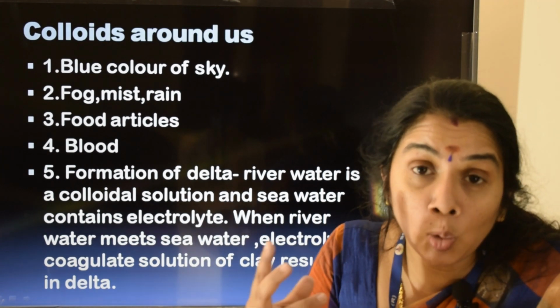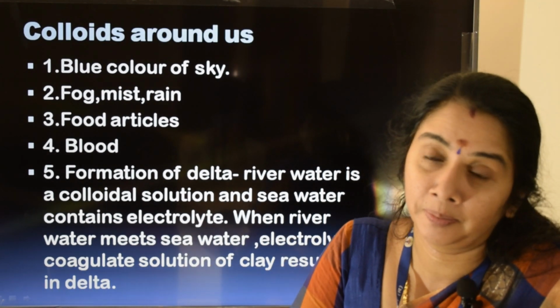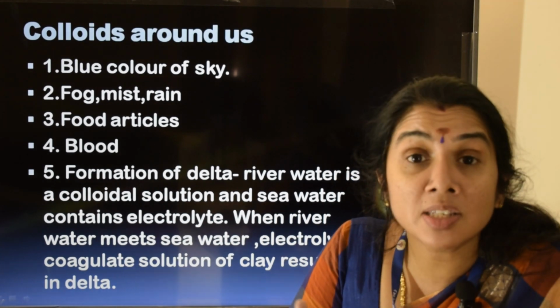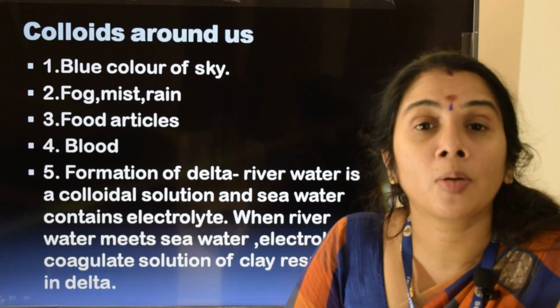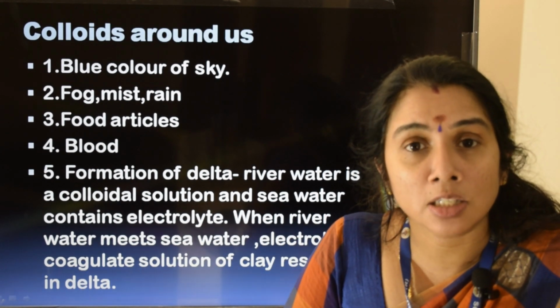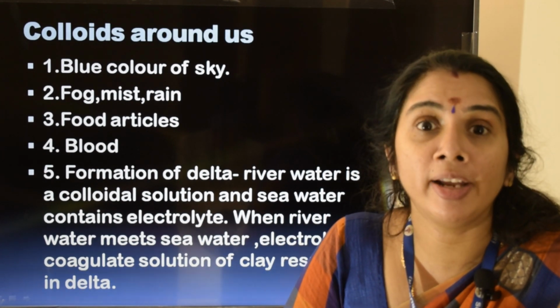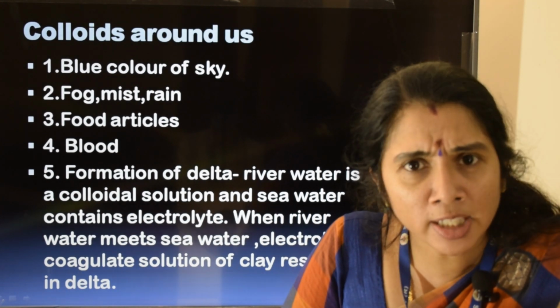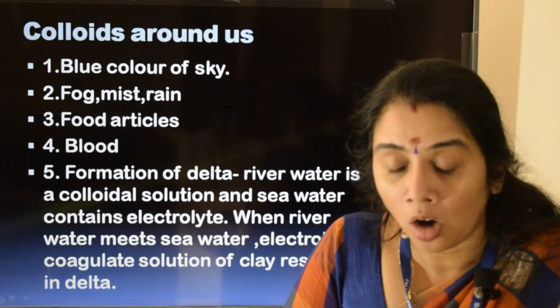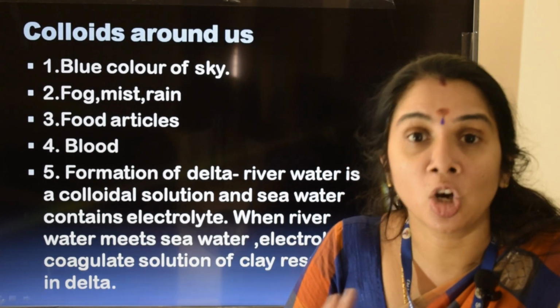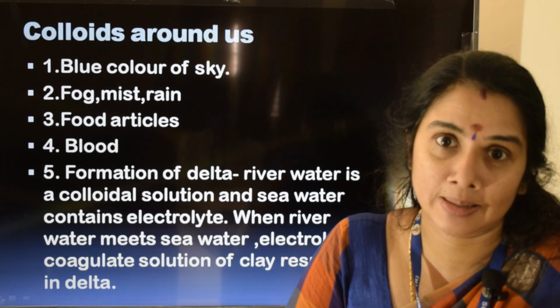That is why the blue light is falling into our eye. Next, fog, mist, rain. All these particles are formed because of the colloids. So these particles, that is water droplets, are in the colloidal range in the case of fog or in case of mist or in case of rain. Rain droplets are formed when all the water droplets get joined together to form heavy clouds.